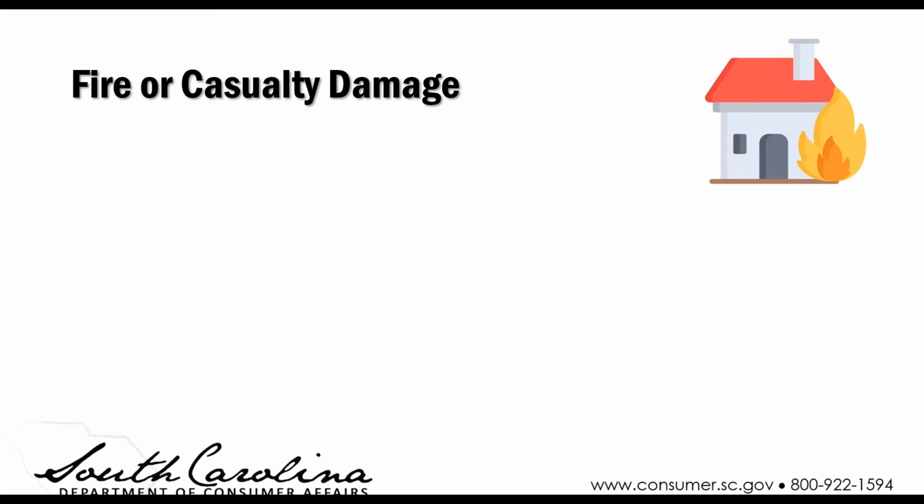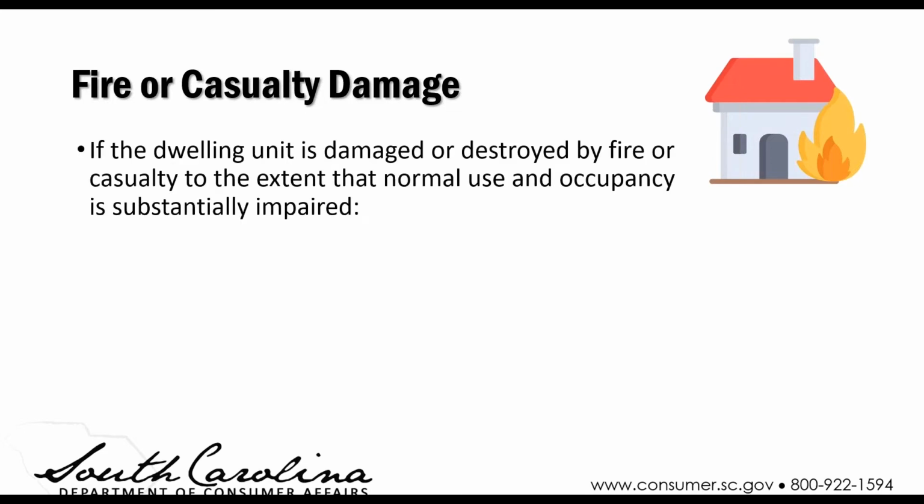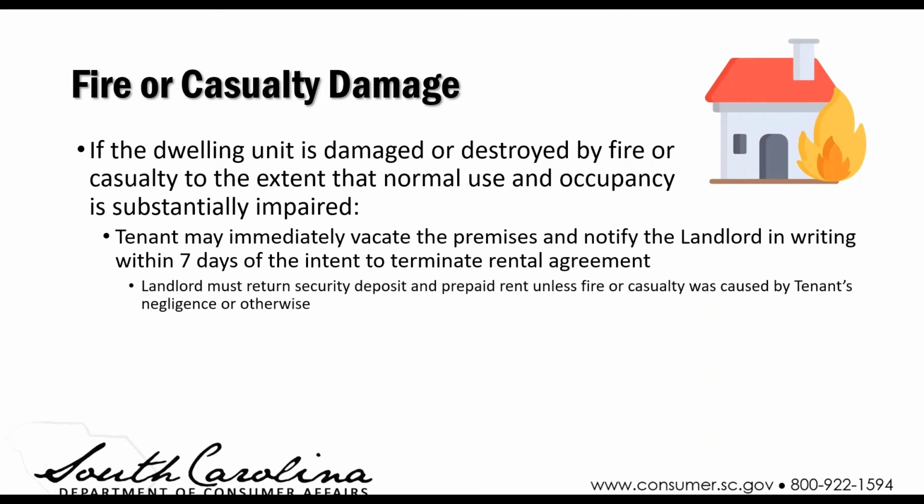Fire or casualty damage. If the dwelling unit is damaged or destroyed by fire or casualty to the extent that normal use or occupancy is substantially impaired, then the tenant may immediately vacate the premises and notify the landlord in writing within 7 days of the intent to terminate the rental agreement. The landlord should then return the security deposit and prepaid rent unless fire or casualty was caused by the tenant's negligence or intentional act.